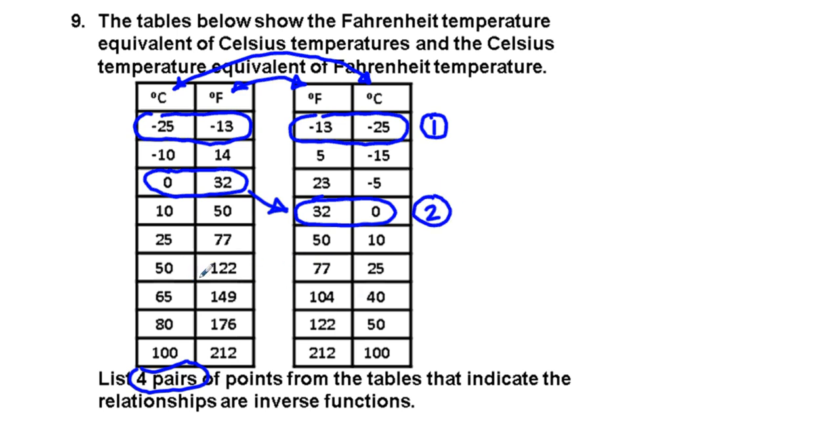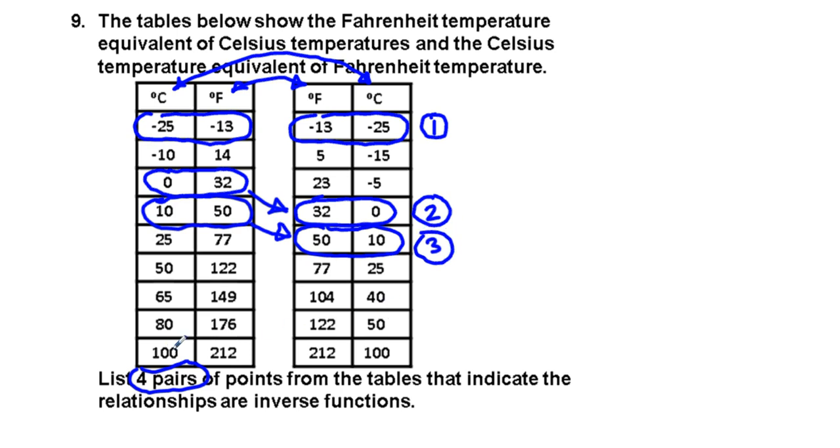Next, we look for the same things. Where do we see things the same? How about this 10 comma, let's just look for numbers the same. 10 degrees Celsius becomes 50 degrees Fahrenheit. So if we input 50 degrees Fahrenheit, we're going to get as an output 10 degrees Celsius. So there we have another point here. So that's 3.